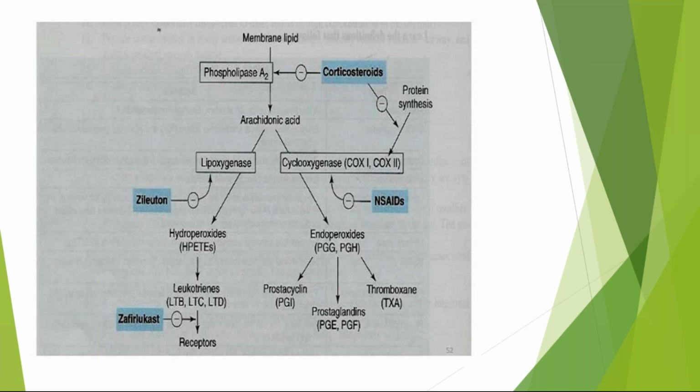Coming to the cyclooxygenase pathway, it is mainly inhibited by NSAIDs, where by the action of cyclooxygenase, arachidonic acid is converted into endoperoxides, prostaglandins G and H. Prostaglandin H is converted into prostacyclin I, prostaglandins E and F, and thromboxane A.